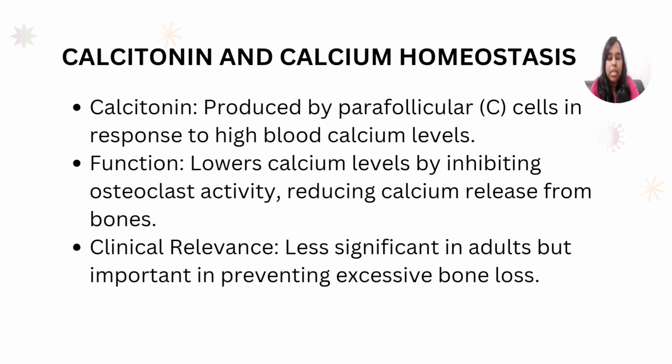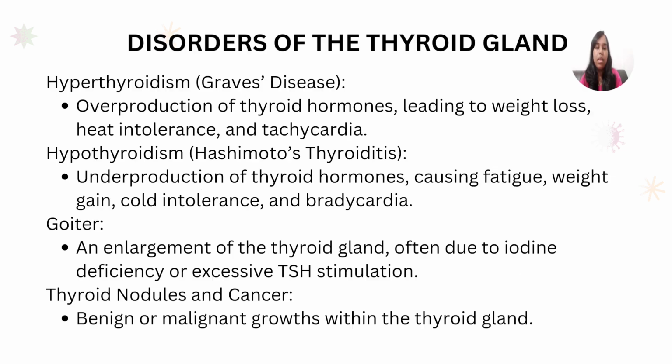Calcitonin and calcium homeostasis. Calcitonin is produced by the parafollicular C cells in response to high blood calcium level. Its function is to lower the calcium level by inhibiting osteoclast activity, reducing calcium release from the bones. Clinical relevance, less significant in adults but important in preventing excessive bone loss.